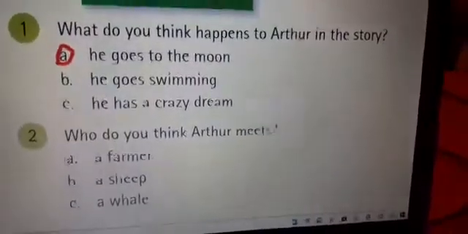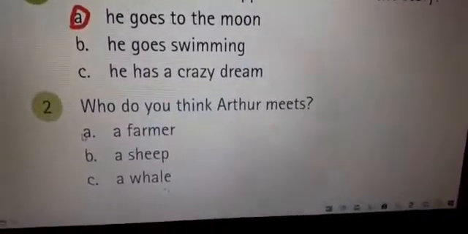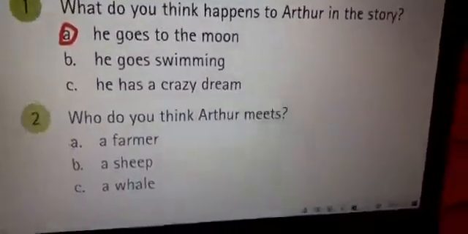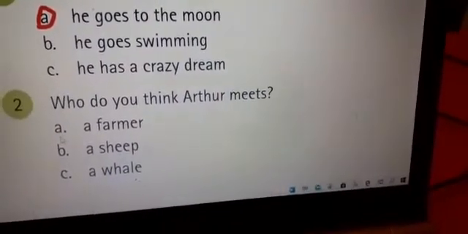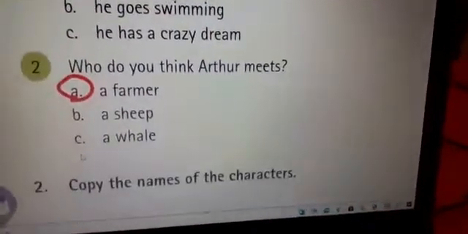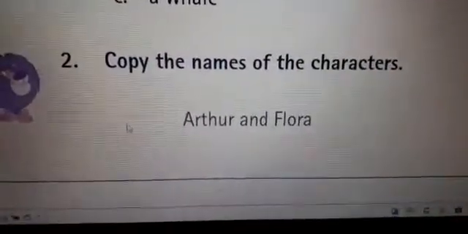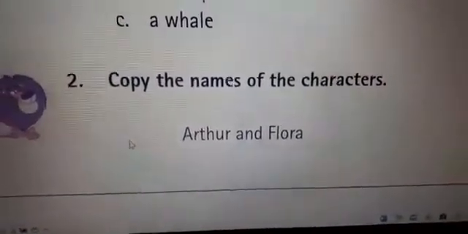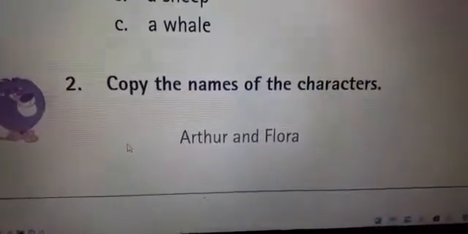Now, number two, who do you think Arthur meets? Who will he meet? Will he meet a farmer or a sheep or a whale? I think he will meet a farmer. What do you think? Maybe my answer is not correct. Now, here the main two characters of the story are Arthur and Flora. These are the two main characters. The other questions we will answer later on.